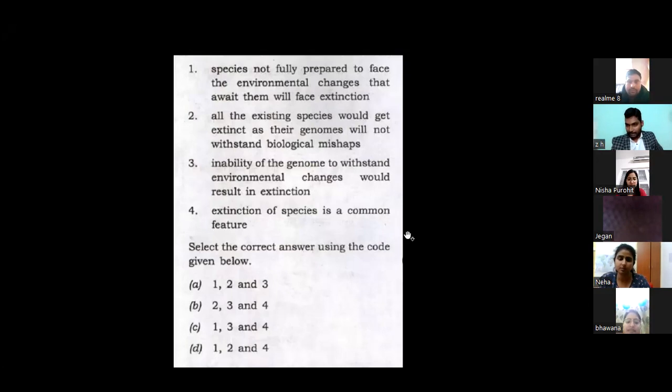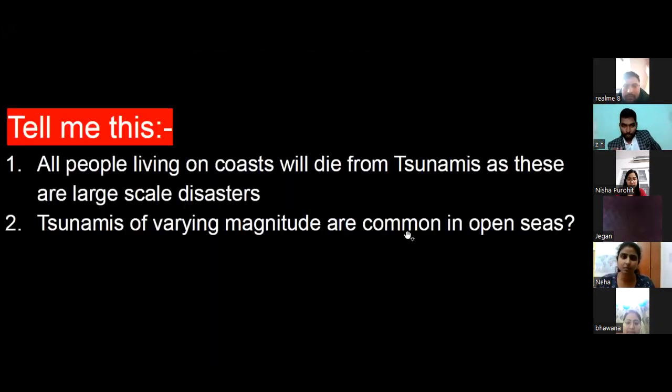Option C and option A. So 1 and 3 is common, but we have to choose between 2 and 4. Now let's go back to the same thought process that we discussed when we saw these 2 questions. Tsunamis, all people who die globally due to tsunamis, and tsunamis are common in the open seas.